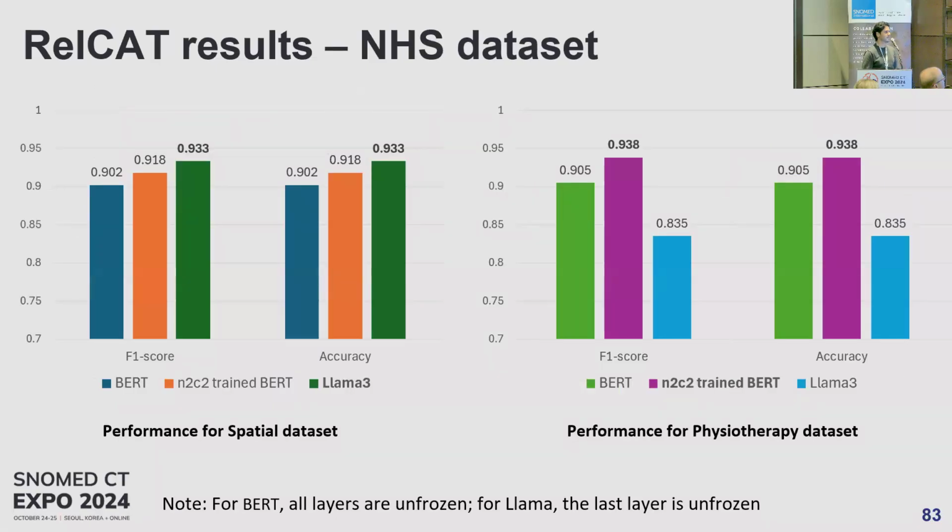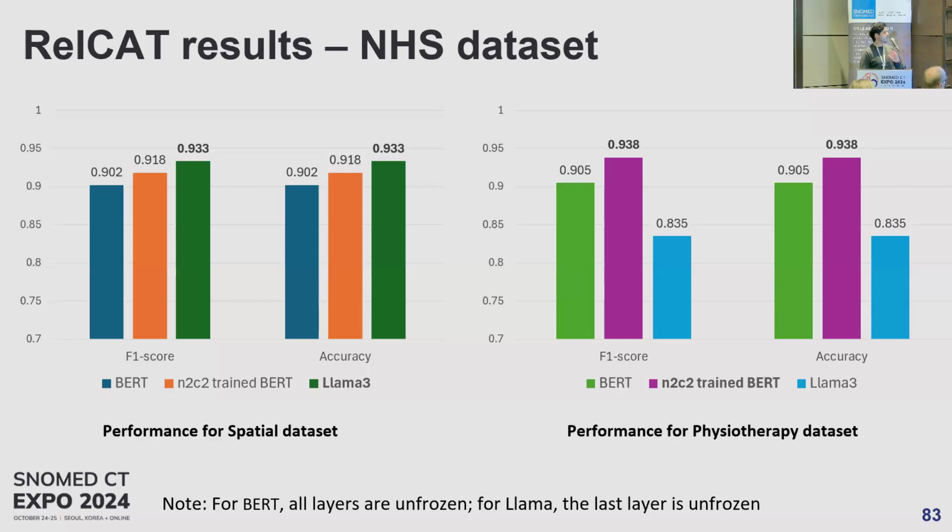Now onto the NHS datasets. Here, instead of using the variants of BERT, we use the N2C2-trained BERT. So what is N2C2-trained BERT? That is a model that has been trained on the N2C2 dataset with its layers unfrozen. Basically, it's been given a pre-training version 2, so it has more understanding of relation classification, and then it's been trained on this dataset.